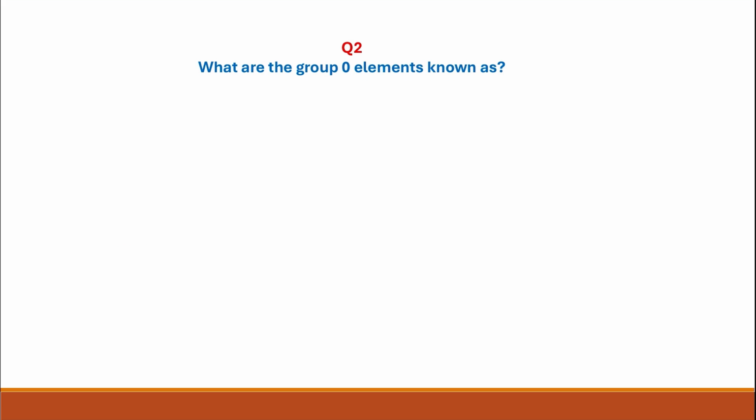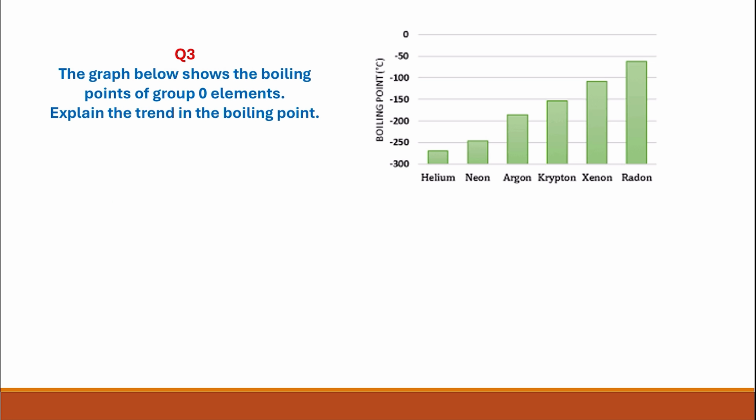NH4NO3. Question 2. What are the group 0 elements known as? The answer is noble gases. Question 3. The graph below shows the boiling points of group 0 elements. Explain the trend in the boiling point.